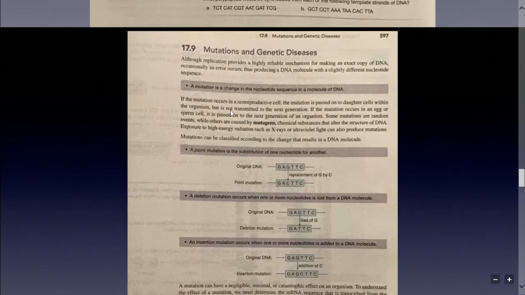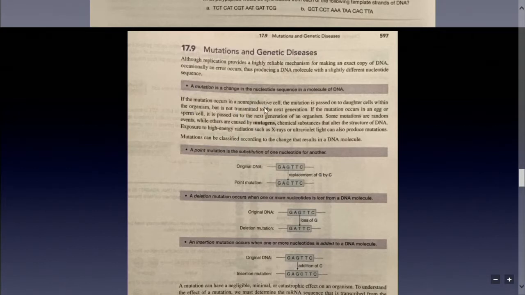Literally, a mutation is that simple: it is a change in the nucleotide sequence of a molecule of DNA. Since DNA ultimately carries the code and is going to get rewritten as RNA, and then that RNA is going to get translated, if you have any mistakes in the DNA, then you're going to get a different protein, right? First of all, how does that happen? And what happens in different cells?